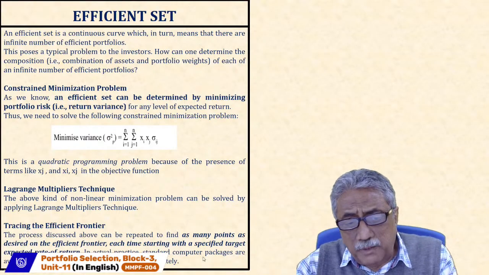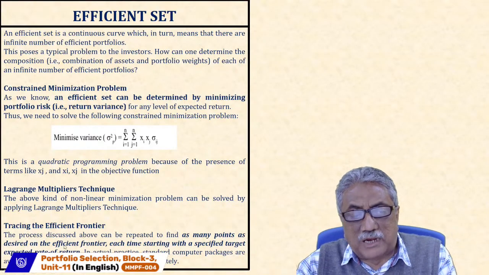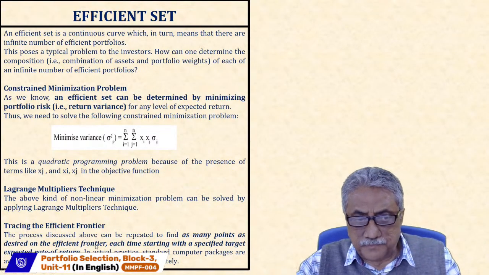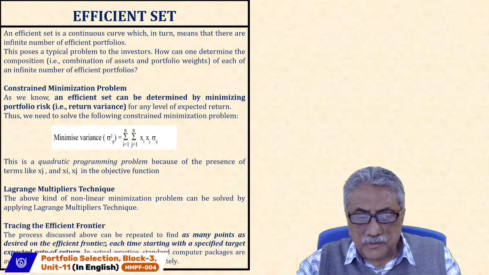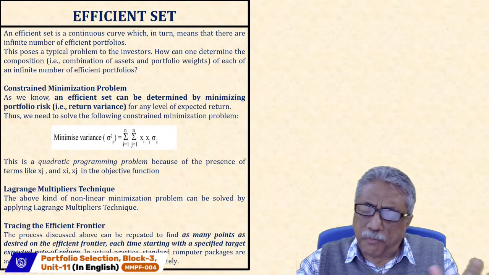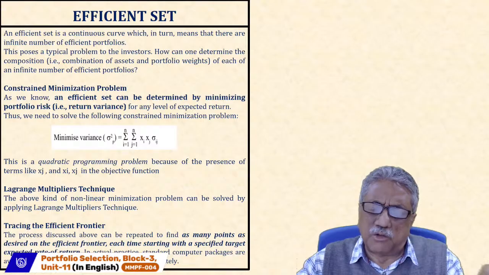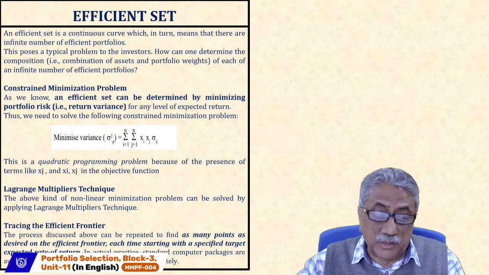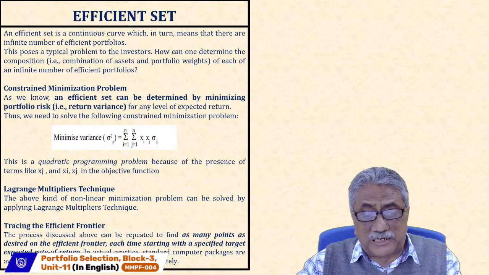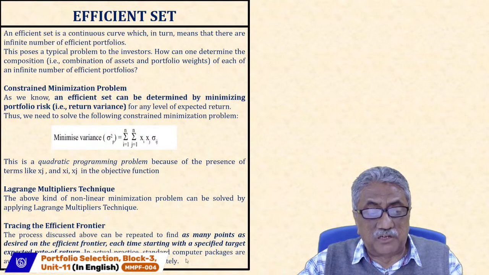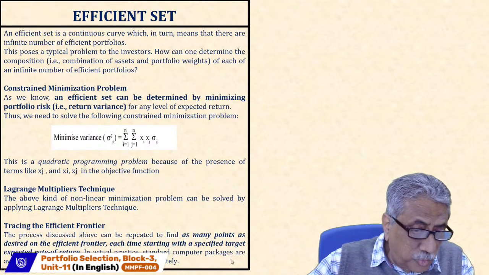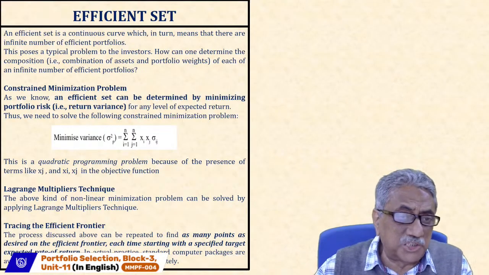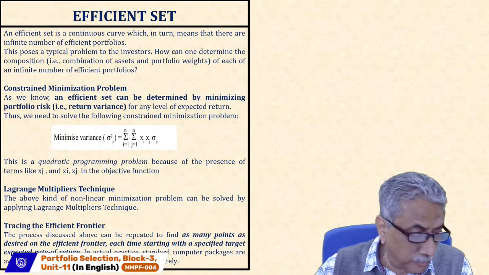So you get multiple points, as many points as desired on the efficient frontier, which are optimal in the sense that for that risk you get that return, or for that return this is the risk level and you get the adequate return. In actual practice, standard computer packages are available which can find quickly and accurately what combination I should be putting in my portfolio.